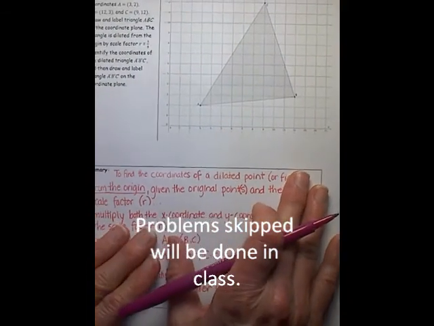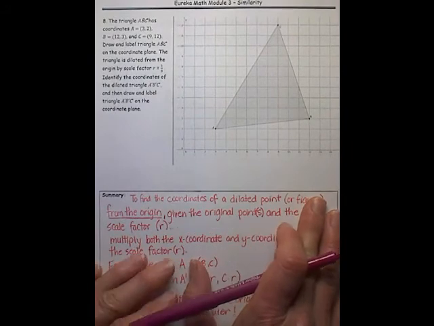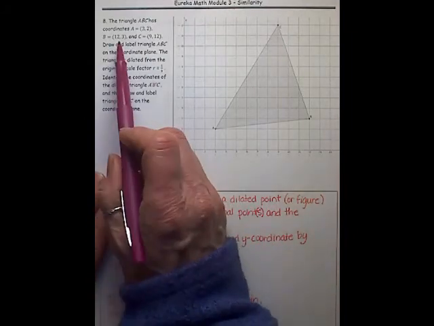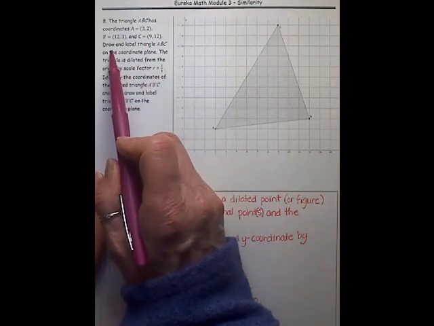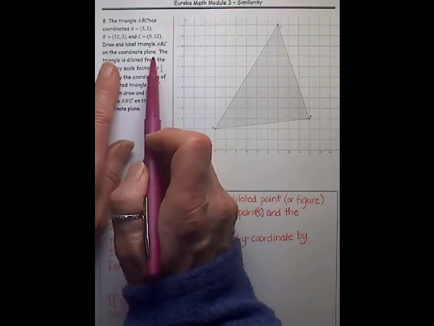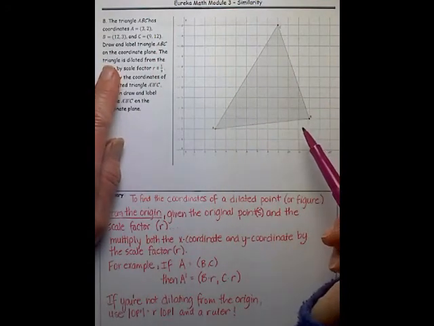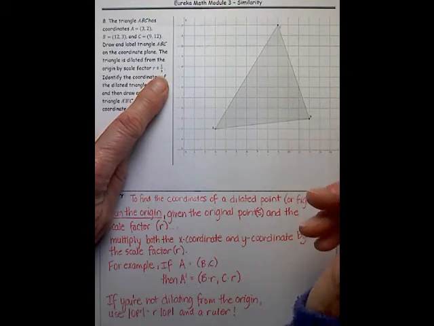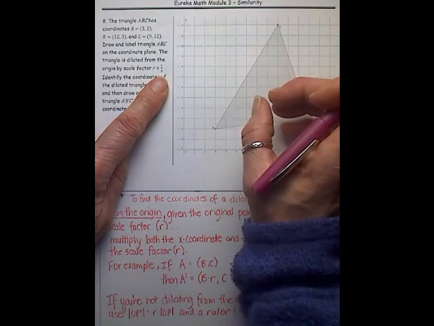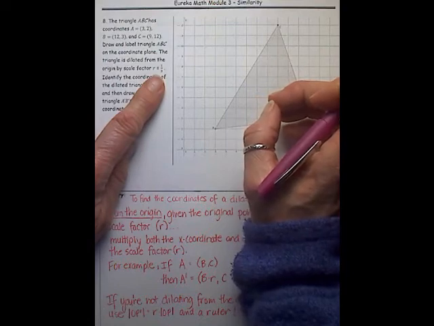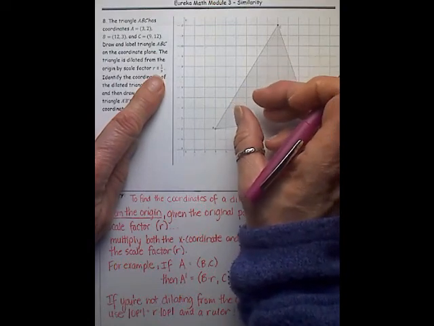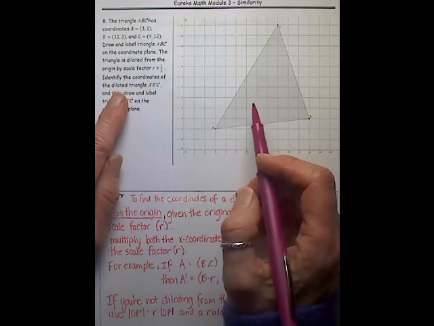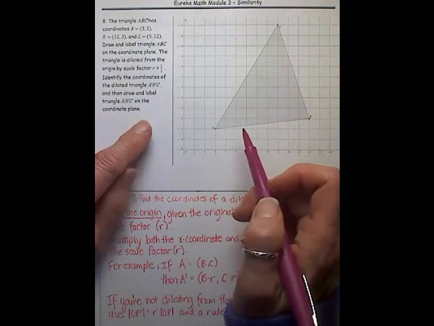For number 8, the triangle ABC has coordinates A is 3, 2, B is 12, 3, and C is 9, 12. Draw and label triangle ABC on the coordinate plane. Okay, that's great. It's been done for us. The triangle is dilated from the origin by a scale factor of 1/3. So would you expect that triangle to expand or to contract? Since the scale factor is less than 1, you would expect it to contract and be pulled closer to the origin. Identify the coordinates of the dilated triangle and then draw and label the triangle on the coordinate plane.